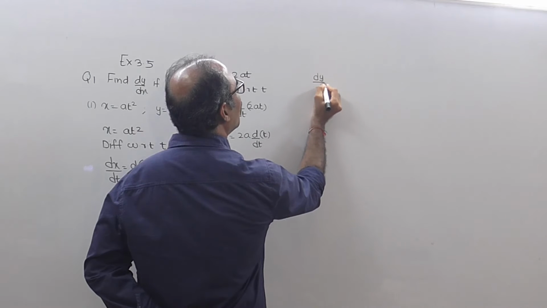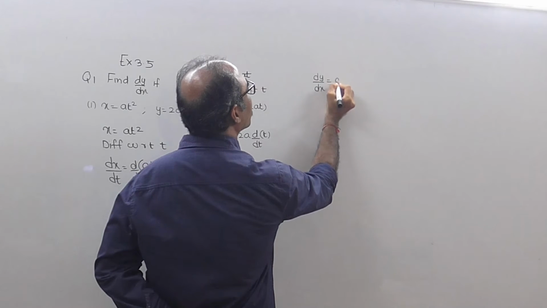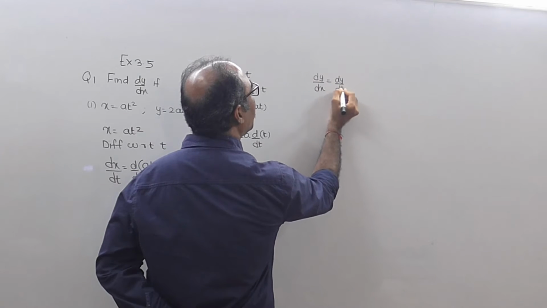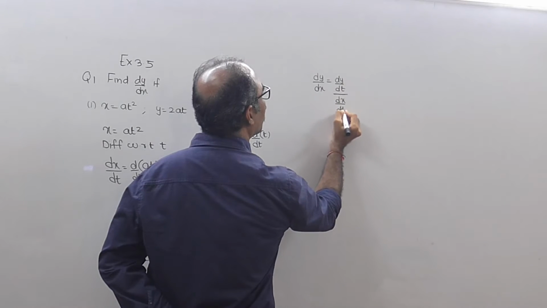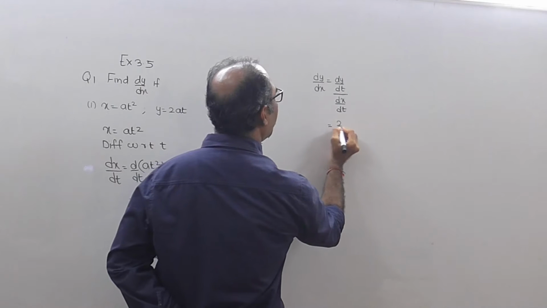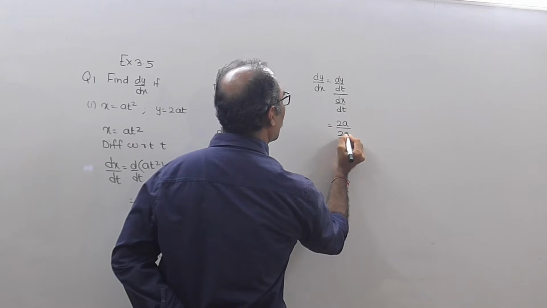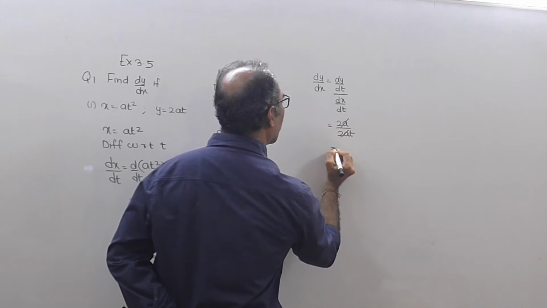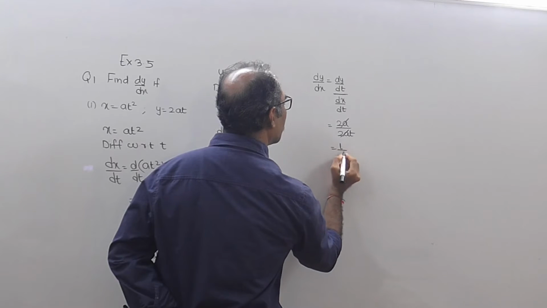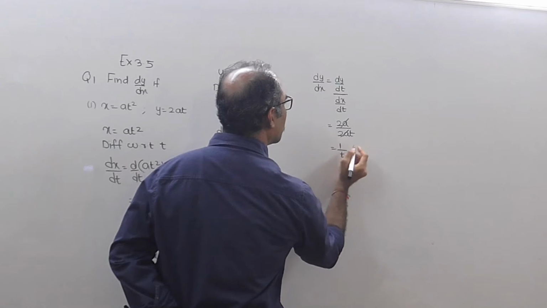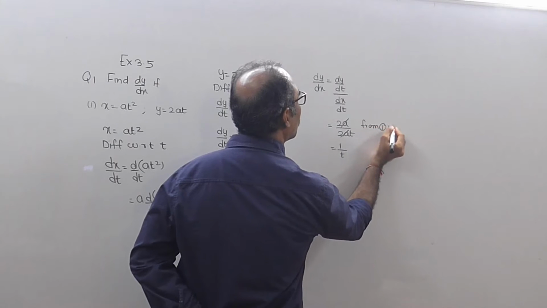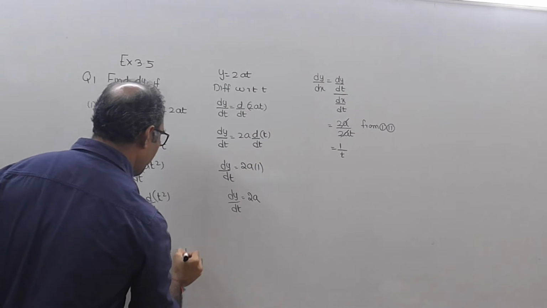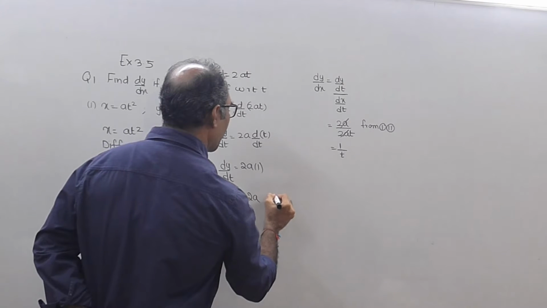We have to find the value of dy by dx, which is equal to dy by dt upon dx upon dt. dy upon dt is 2a, dx upon dt is 2at, 2a and 2a cancel, the answer will be 1 upon t. You can write here, from 1 and 2, making a reference of 1 and of 2.